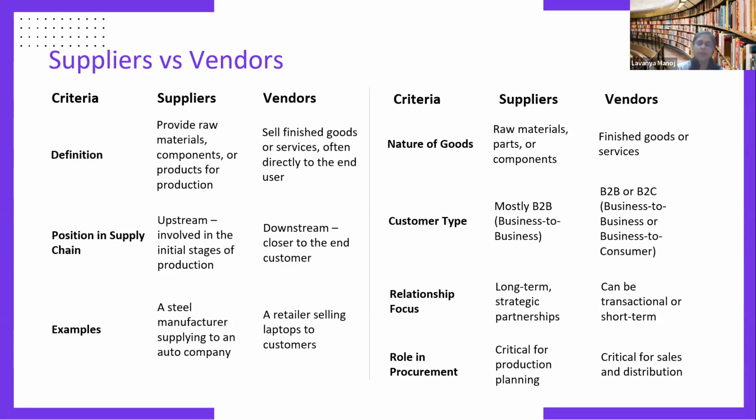who is more comfortable for your company to deal with. If they supply more quality products at a little lower price, yes, your company can change the strategy. They can stick to the new supplier, but in most cases they stick with the same supplier for a longer time. So long-term strategic partnerships, and vendors can be transactional and short-term. The role in procurement. Suppliers are critical for production planning and vendors are critical for sales and distribution.